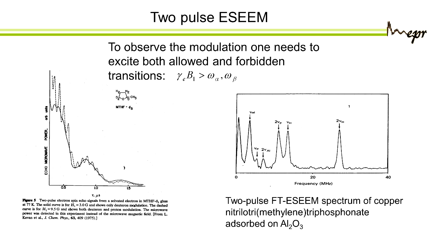Here is another one, the FT ESEEM of a copper nitrilo trimethylene triphosphate adsorbed on aluminum. Copper has the unpaired electron, and then you have phosphorus and aluminum. So you expect to see protons, phosphorus, and aluminum. And what do we see? The first peak comes from aluminum, the second one comes from phosphorus, then you have twice the aluminum, which corresponds to omega alpha plus omega beta. And here you have the Larmor frequency of the proton, and twice the proton, because you see these combinations. Now, in order to see modulations, your B1 has to cover both omega alpha and omega beta.